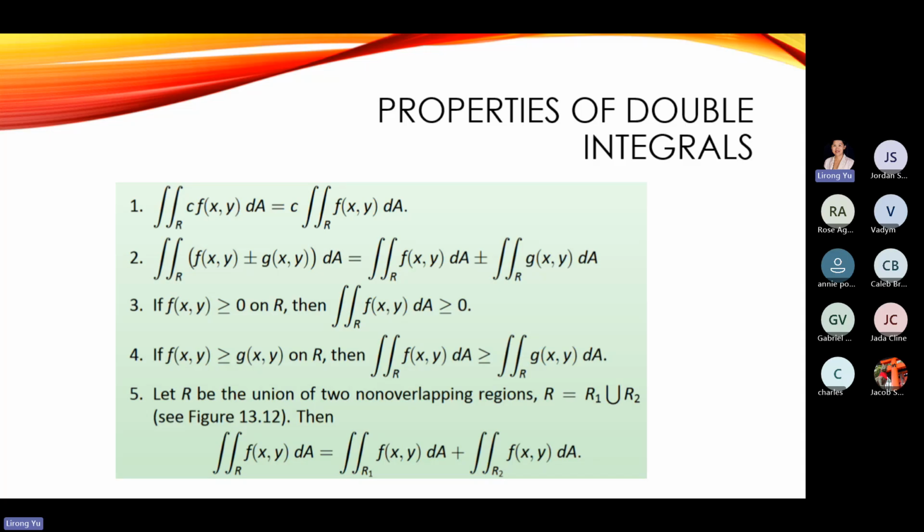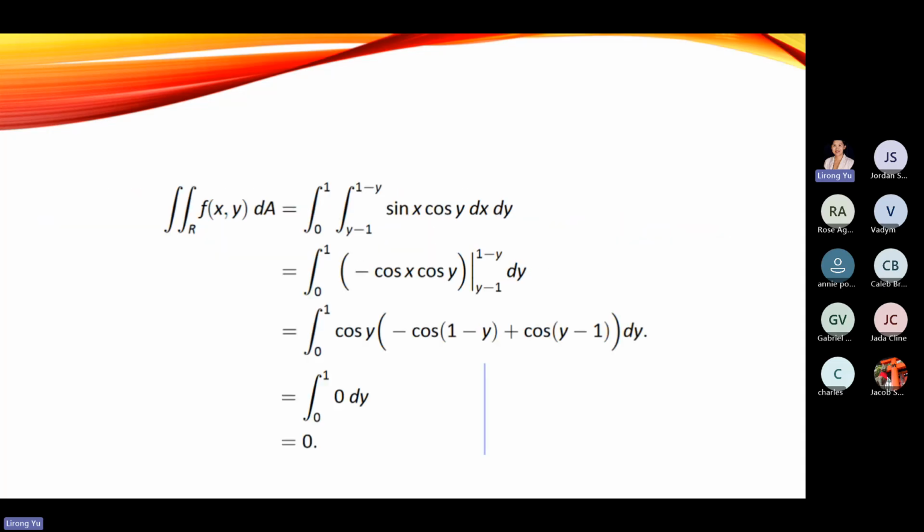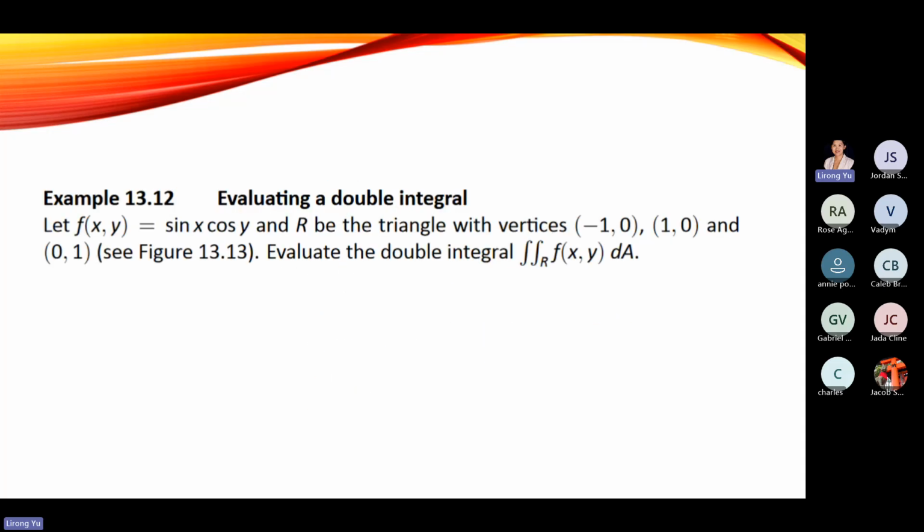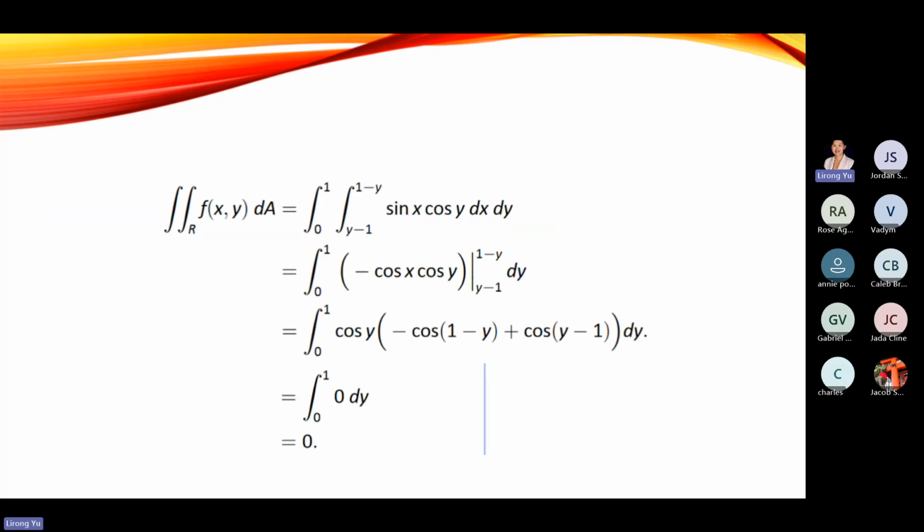This has already been mentioned before. And then we went through this one. This one has a symmetrical integration region. It's -1 to +1 on the x value. So when you integrate sine x on the symmetrical integration region, sine x is an odd function, so the integration equals 0.